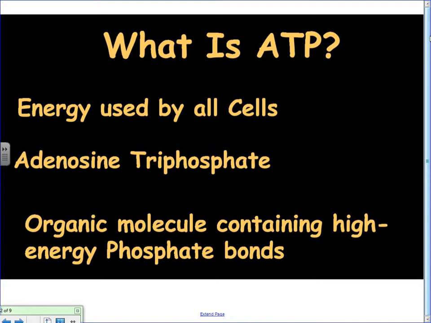So let's first look at ATP. ATP is the energy currency used by all cells. ATP is a molecule, adenosine triphosphate. Adenosine triphosphate is an organic molecule that contains high energy phosphate bonds.